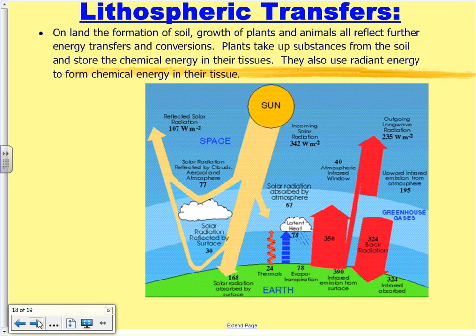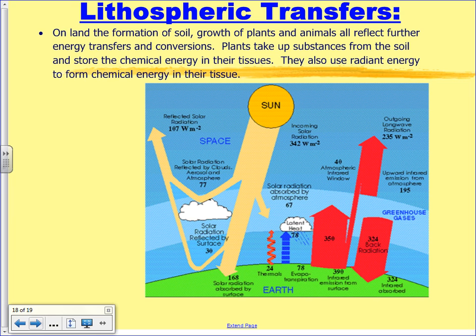So, lithospheric transfers. Like we said, not a lot of energy gets transferred from place to place in the Earth's crust. But the Earth's crust plays an important role in absorbing energy. When it absorbs energy, it can slowly allow that to transfer or reflect back into the atmosphere and warm the atmosphere up. So that's really its only role.